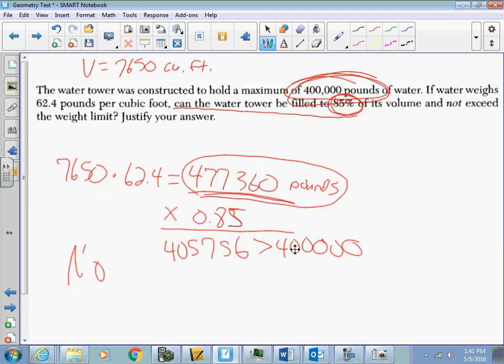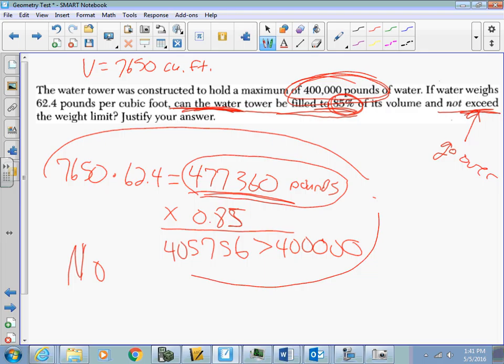Because the question is, can the water tower be filled to 85% of its volume and not exceed the weight limit? Exceed means go over. And the answer is no. And here's your justification right here. Right? So there you go.